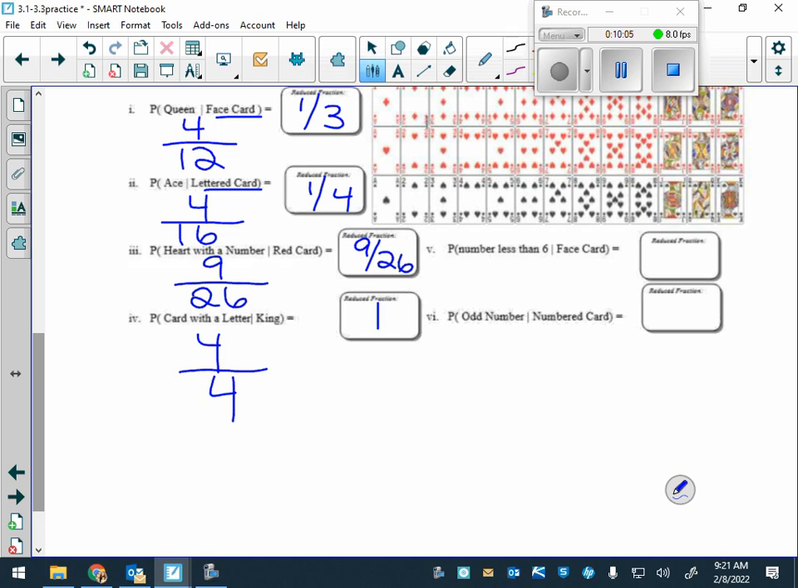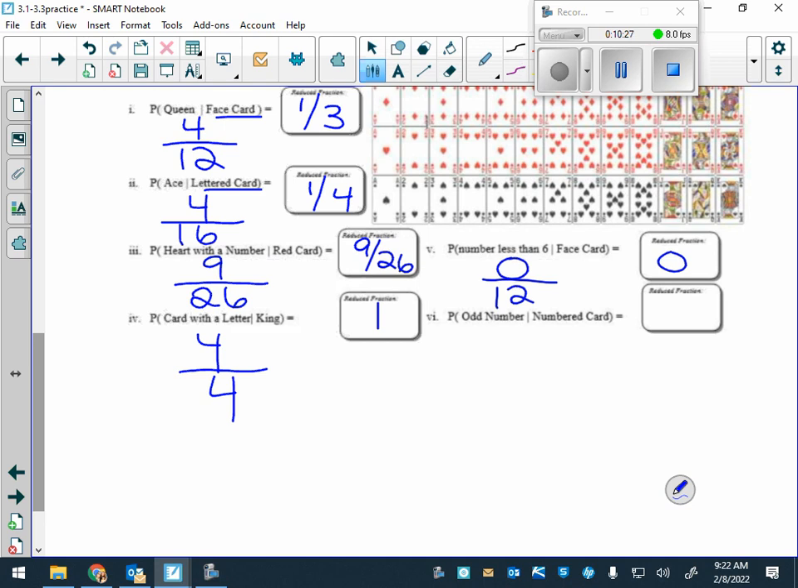Next one. Face cards. How many face cards do we have? 12. Out of those 12, how many of them have a number less than 6? None, right? 0 out of 12.